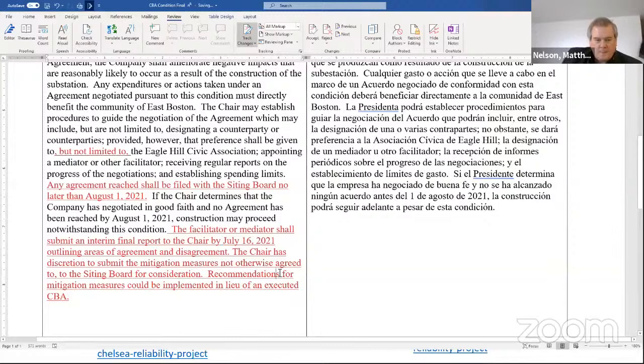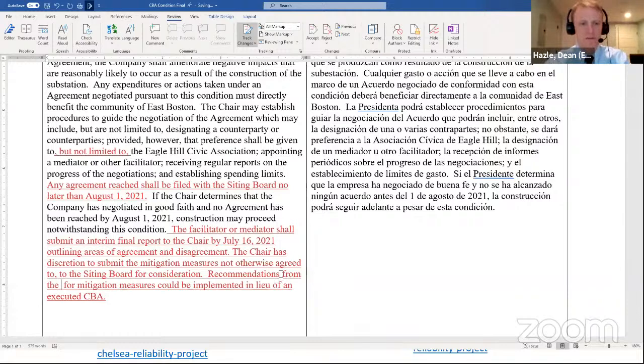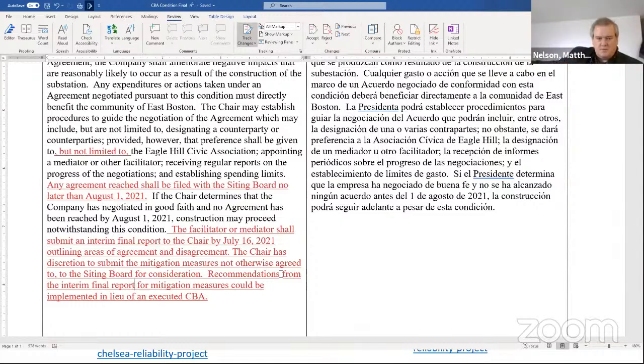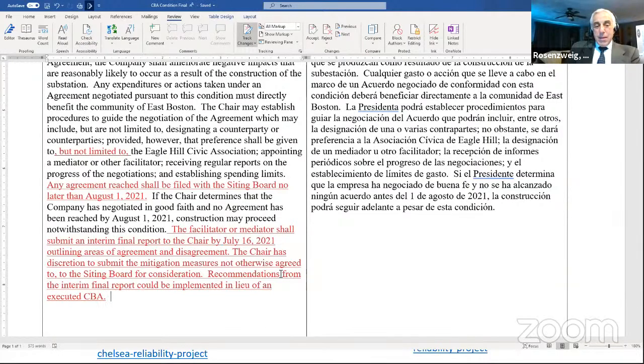Recommendations from the interim final report? Yeah. And then delete for mitigation measures. Could be implemented in lieu of the CBA. And what is submitted to the board is at the discretion of the chair. Just like an amendment would be, right? Mhm. We do need a final phrase at the end of this with the siting board's approval. Okay.